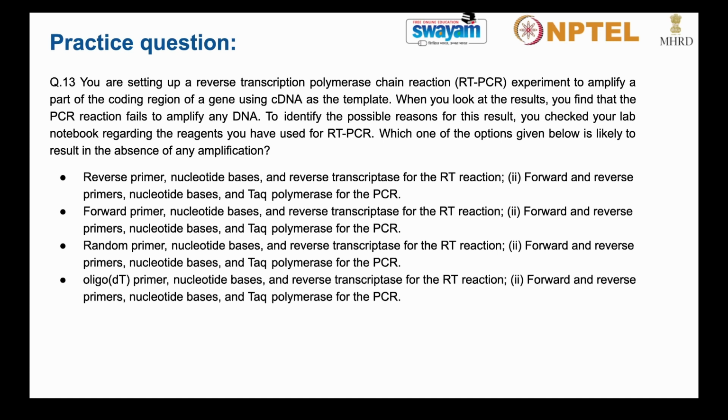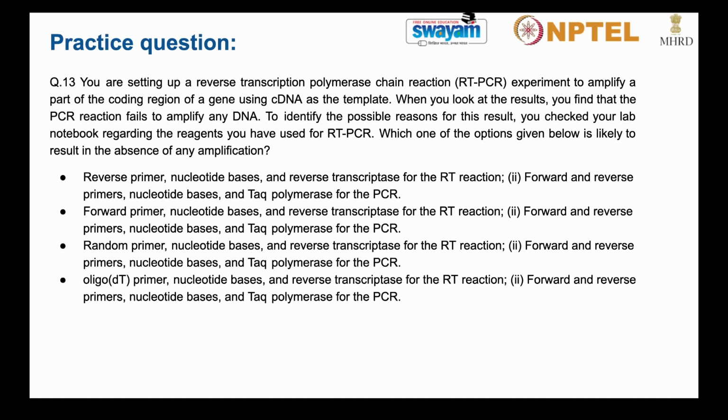In every option, part 2 that is written in Roman numerals represents what was written in your lab notebook. So don't worry, we'll read. Option A says that you used reverse primer, nucleotide bases and reverse transcriptase for the RT reaction, and what was written in your lab notebook: forward and reverse primers, nucleotide bases and Taq polymerase for the PCR. Option B says forward primer, nucleotide bases and reverse transcriptase for the RT reaction, and in the lab notebook: forward and reverse primers, nucleotide bases and Taq polymerase for the PCR.